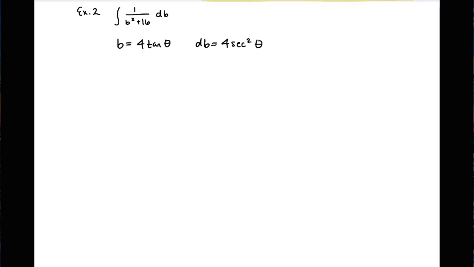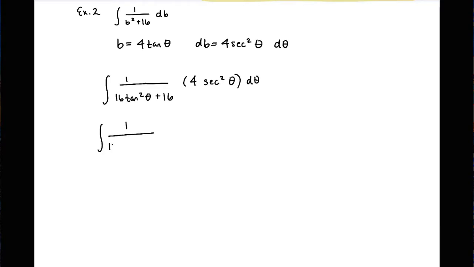In this example, I'm using theta, which is a very common angle choice, so it's nice to get comfortable with using that as well. Okay, so the derivative of tangent is secant squared, and we can rewrite this integral as 1 over 16 tangent squared theta plus 16, db would be 4 secant squared theta d theta. Don't forget that part. Okay, now simplifying the denominator, I can factor out a 16.